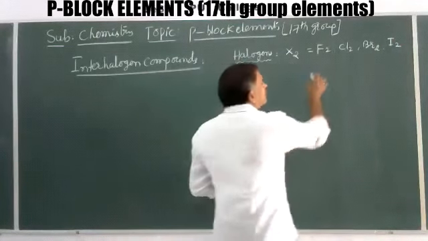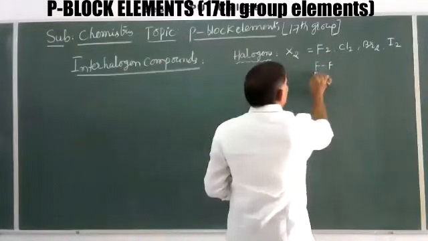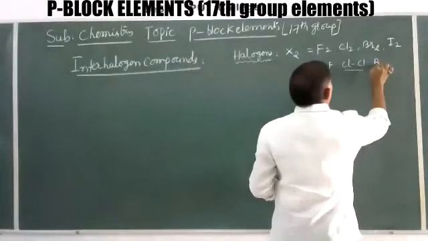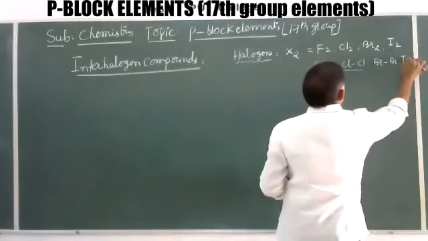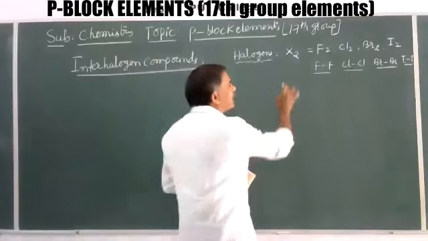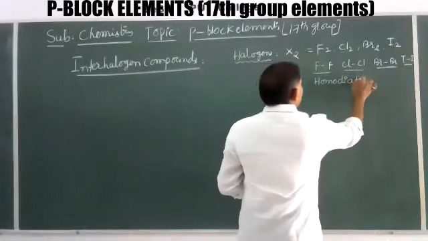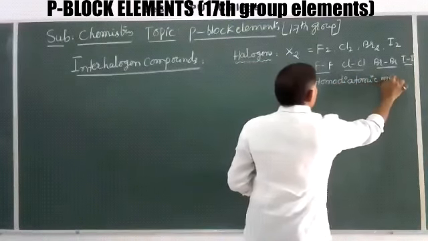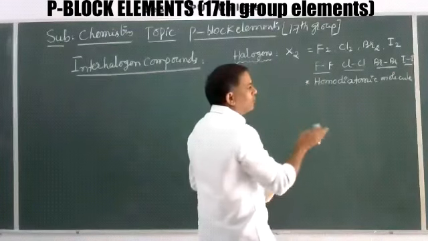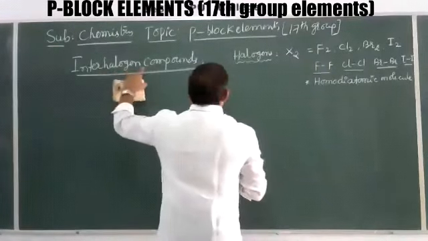Here in halogens, between fluorine and fluorine there is one covalent bond. These two are the same. Like chlorine and chlorine, there is a covalent bond. Here bromine and bromine, iodine and iodine also have a covalent bond. Both are the same. That's why these are called homodiatomic molecules, because two atoms of the same type are present. Now here the heading is interhalogen compounds.